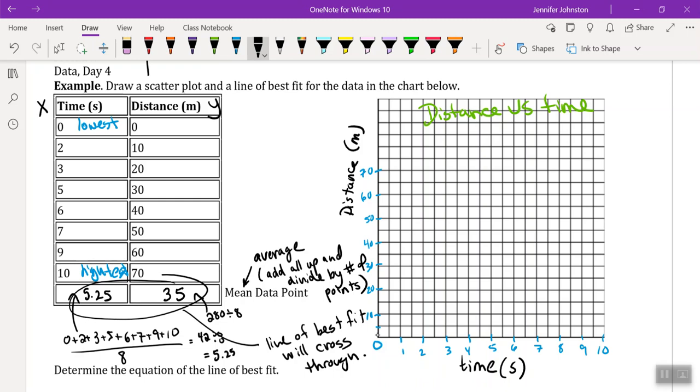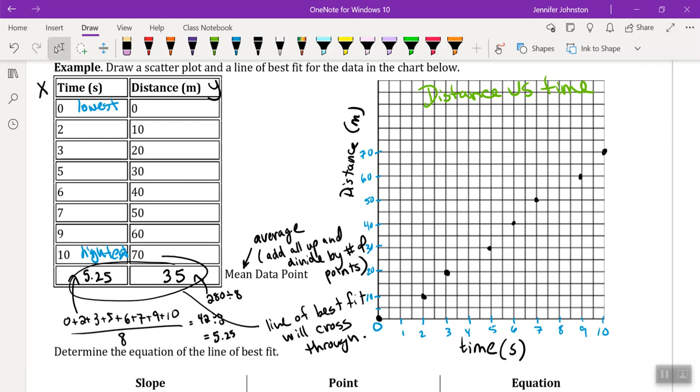So the points are 0, 0; 2, 10; 3, 20; 5, 30; 6, 40; 7, 50; 9, 60; and 10, 70. All right. Okay, so there we are.